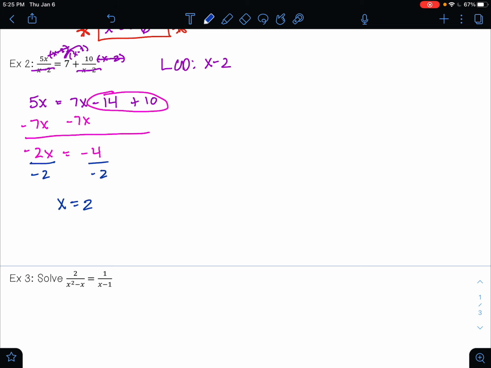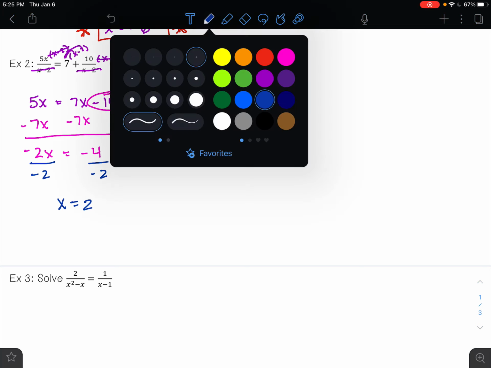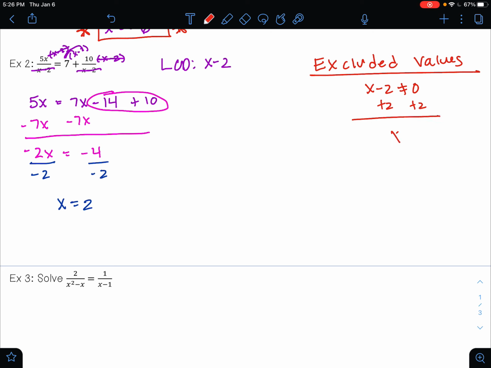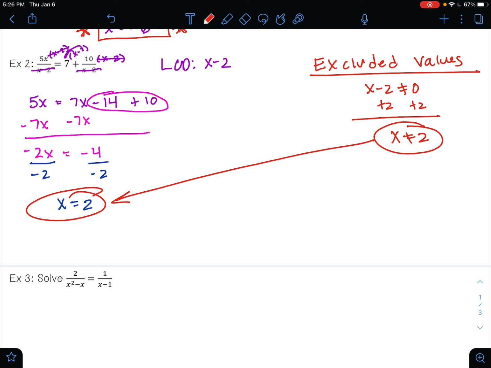I found my solution. Now I'm going to check to make sure it's actually a solution by finding my excluded values. So let's see. The only denominator that we have in our original problem is x minus 2. x minus 2 can't equal 0. So let's see what happens when I solve that. I'm going to add 2 to both sides, and I get x can't be 2. x can't be 2, and that was the only solution that we got.